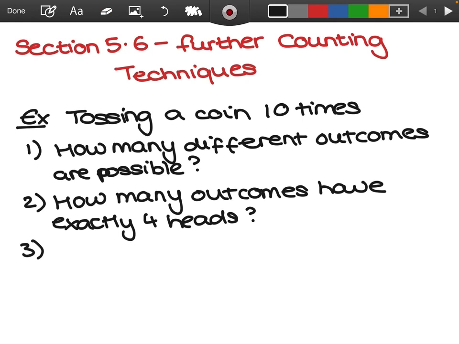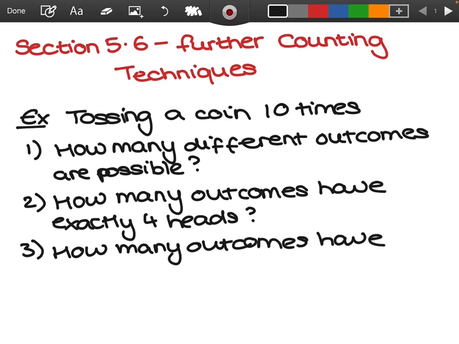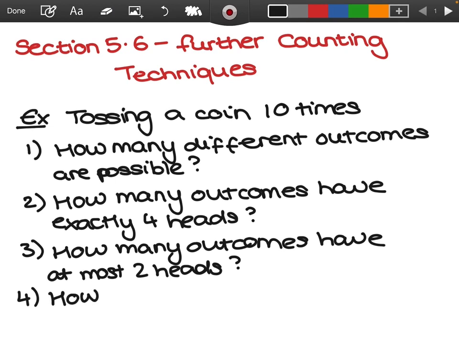And then the last two parts of this problem that we're going to look at are going to be kind of linked together. First one's going to ask how many outcomes have at most 2 heads. And then the last part is going to be how many outcomes have 3 or more heads.